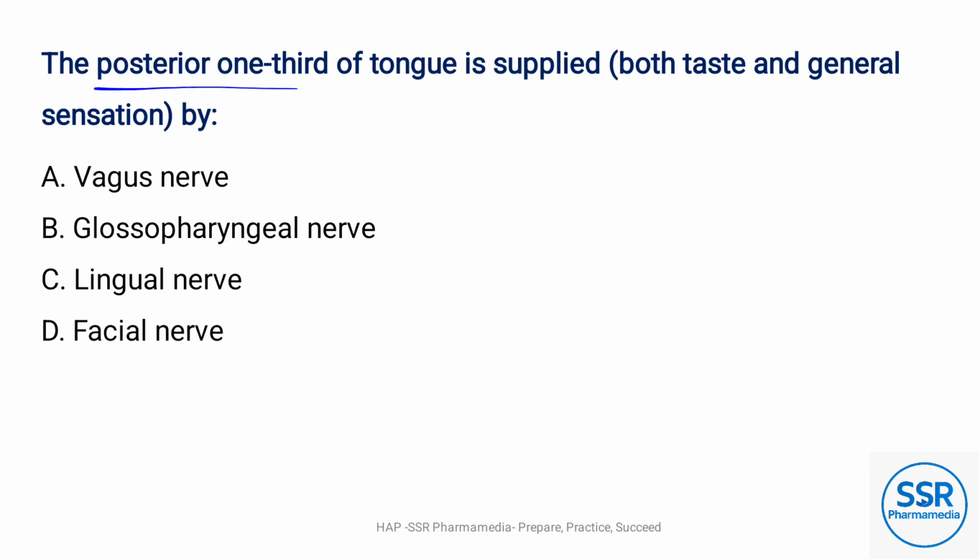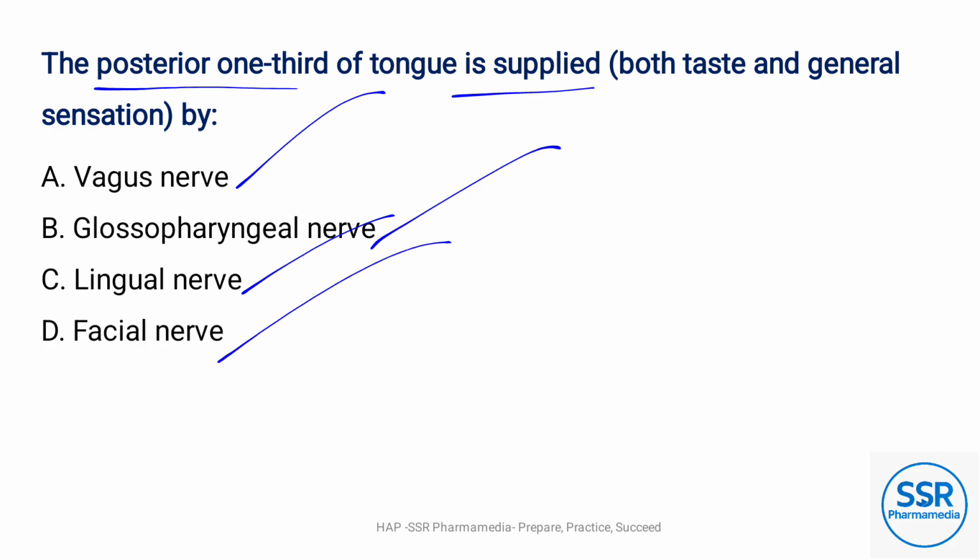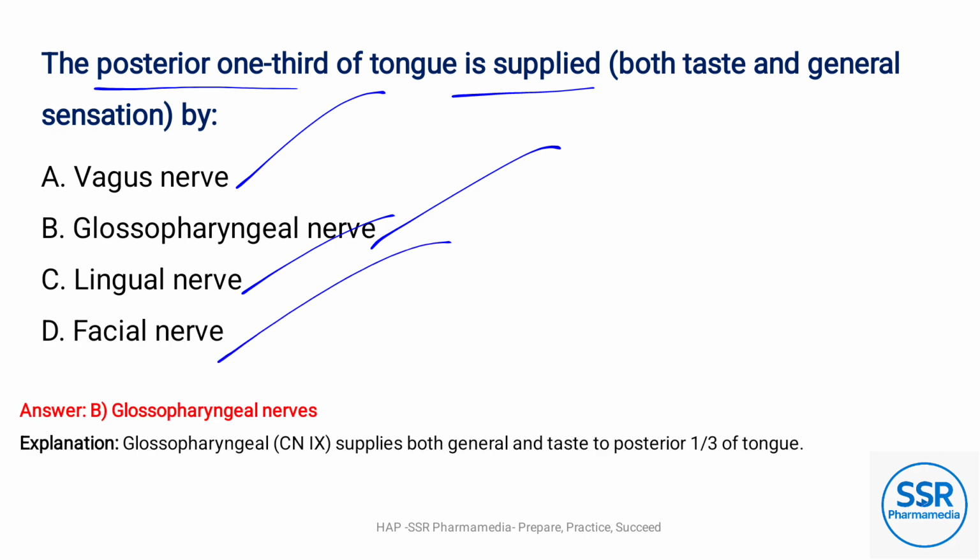The posterior 1/3 of tongue is supplied both taste and general sensation by option A, vagus nerve. Option B, glossopharyngeal nerve. Option C, lingual nerve. Option D, facial nerve. So the answer is option B, glossopharyngeal nerve. Glossopharyngeal is cranial nerve 9, which supplies both general sensation and taste to the posterior 1/3 of tongue.